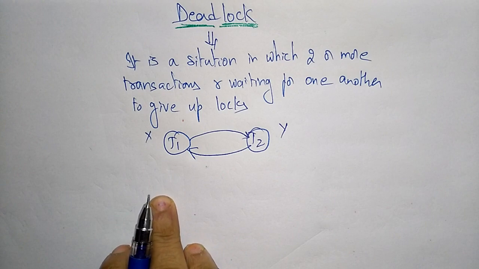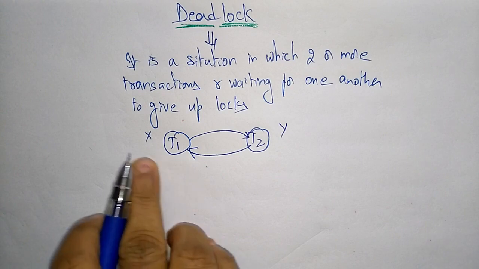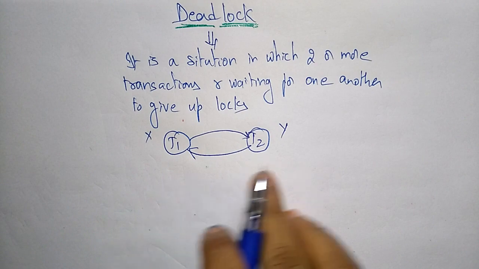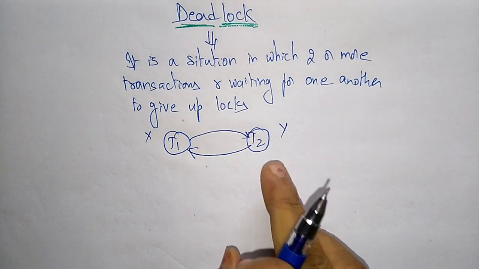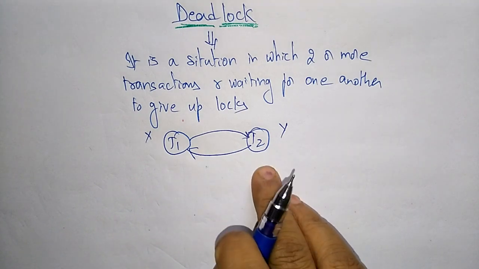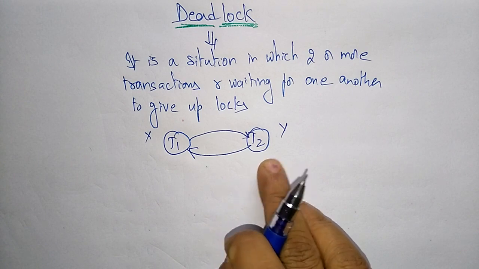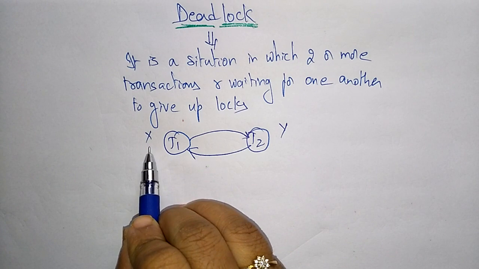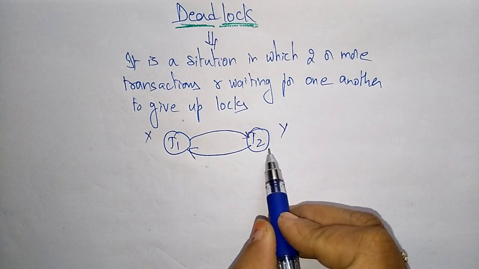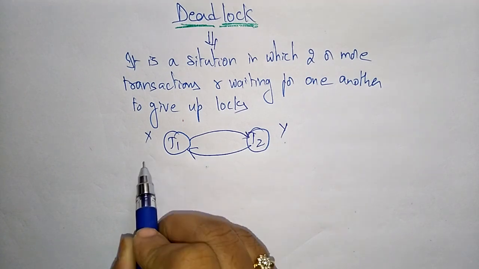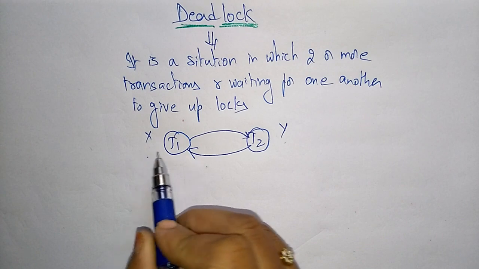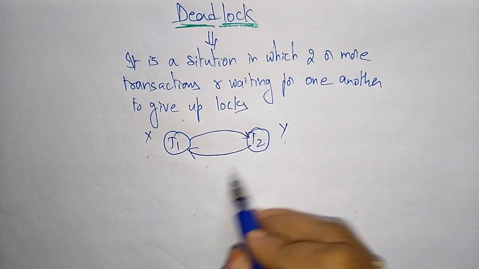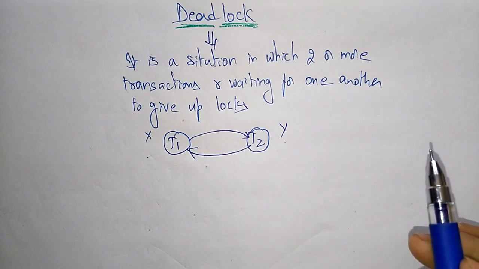Whenever the transaction T1 completes its X and Y operations, then it is successful. If you want the T2 transaction to be successful, it has to do the operations on X and Y both. But here, after completion of X, it is waiting for Y. After completion of Y, it is waiting for X. But here, those two locks are held by the other transactions. So in this case, you call it a deadlock.